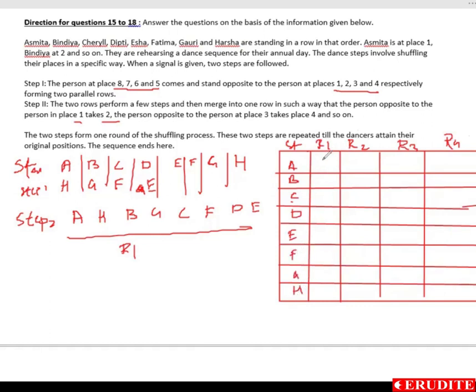After round 1, A comes to the second position. A remains as A. H comes here. Then B falls down. G comes here. Then C falls down. F comes here. Then D falls down. E comes here.